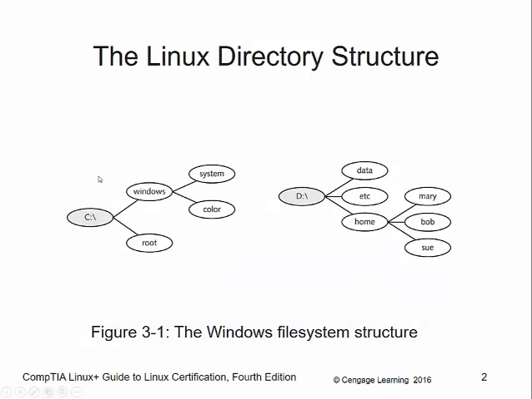Most of us come from a Windows background, and under Windows, the directory structure is broken out by hard disk. For example, right here, the C drive, and then underneath the C drive, we have the Windows folders, and under the Windows folders, other folders. It's kind of a hierarchical standard where everything comes together at the drive level.